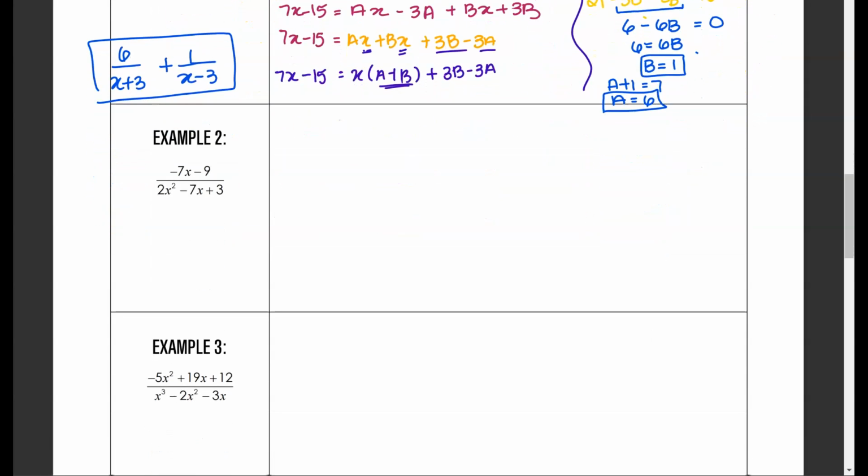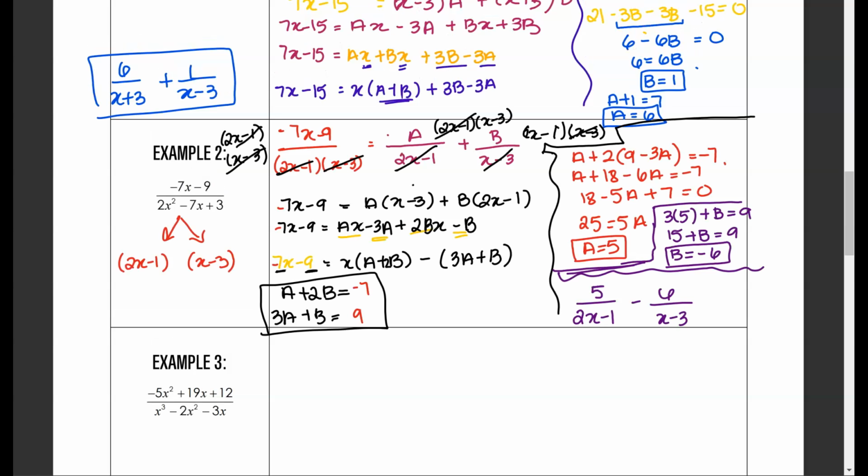All right, so that's it for the first example. Go ahead and pause the video right now and attempt the second example. So go ahead, hit pause, try the second example on your own.